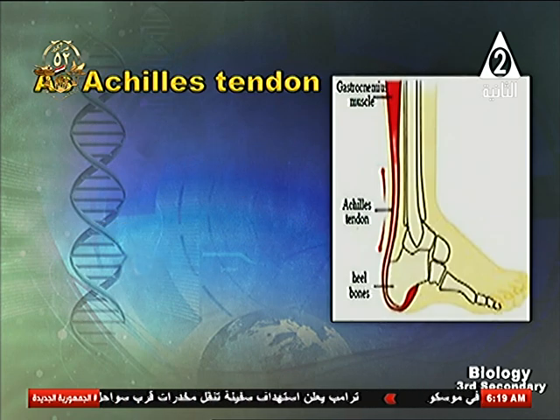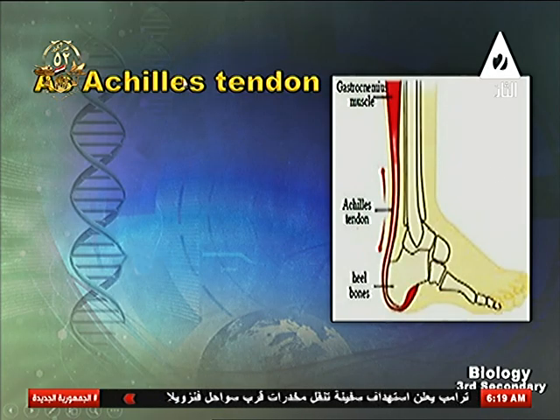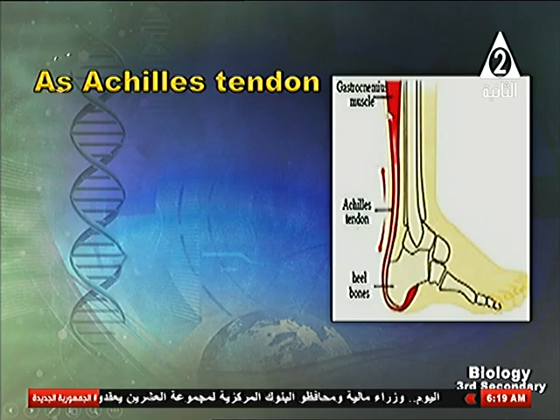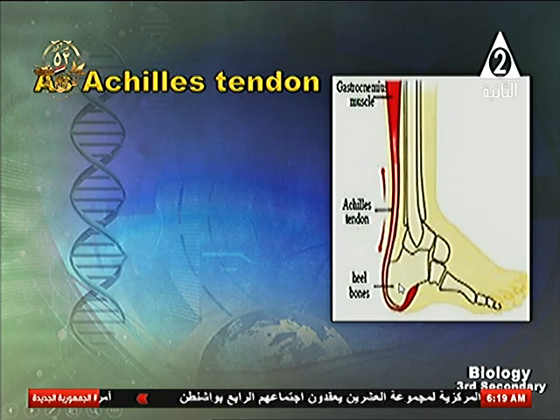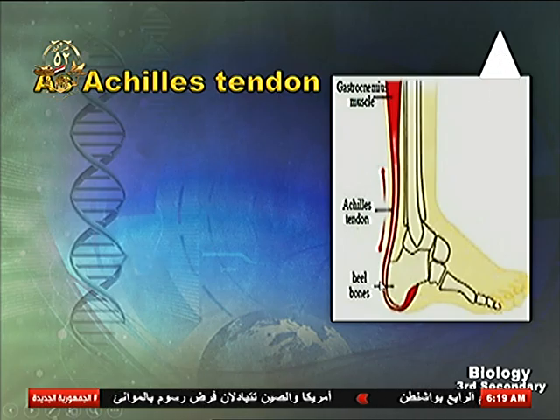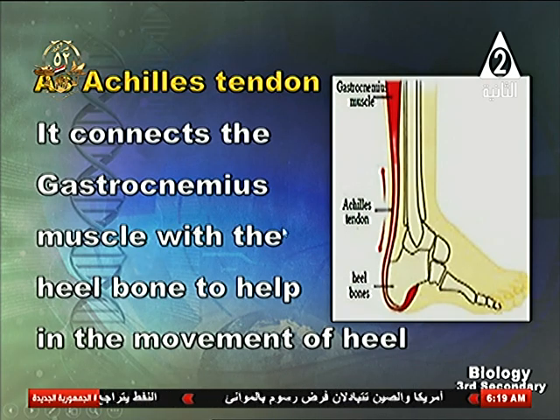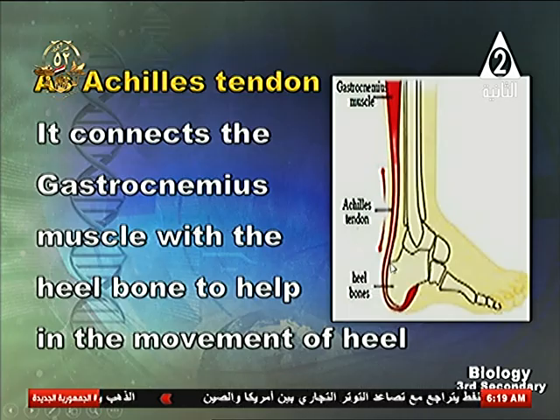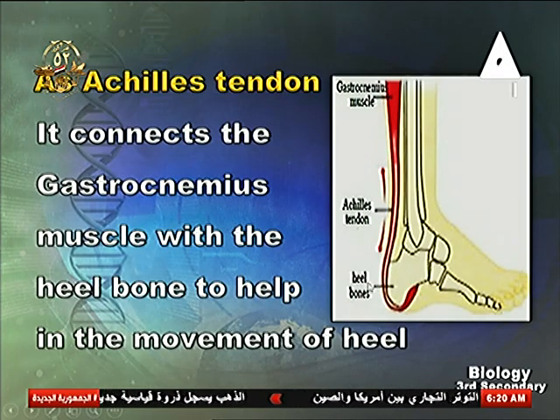The Achilles tendon is a very important example. This one is the Achilles tendon. This is the gastrocnemius muscle, this is the Achilles tendon, and this is the heel bone. The Achilles tendon connects the gastrocnemius muscle with the heel bone to help in the movement of the heel, so we can move by the Achilles tendon from the heel.